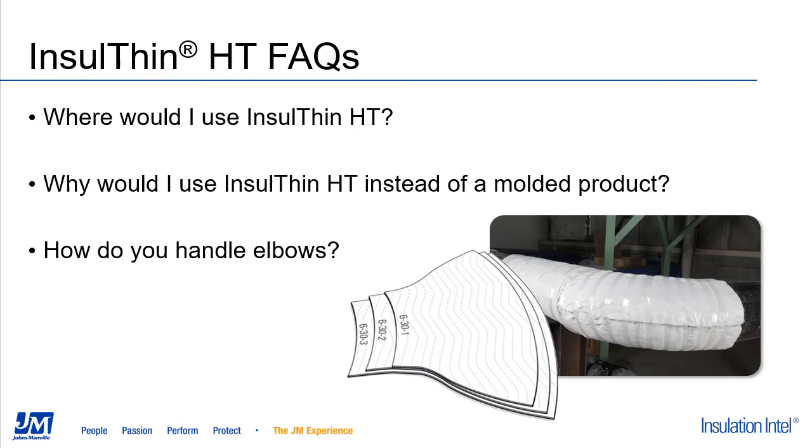Where would you use Insulin? As I mentioned earlier, excellent for areas where you have space constraints or large pipes, vessels, tanks, where a blanket product would lend itself to improved installation efficiencies. Why would you use Insulin instead of a molded product? Again, looking at that installation trade-off is a primary focus there, as well as areas where you might need to look at a thinner insulation material because you don't have clearance, but you still need the same thermal performance.